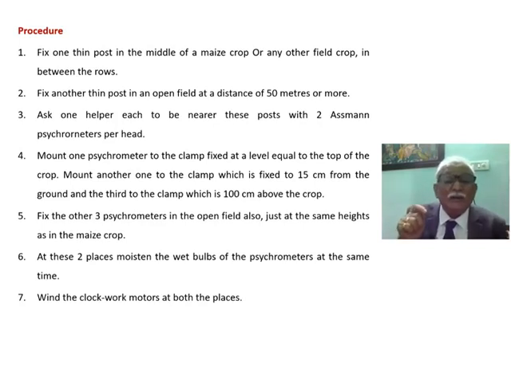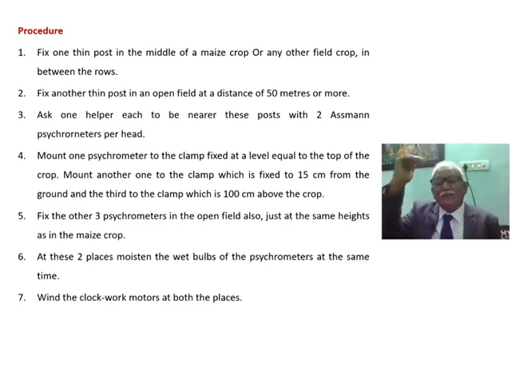So mount one psychrometer to the clamp fixed at a level equal to the top of the crop, about 10 centimeters above the ground. Mount another one to the clamp fixed at 15 centimeters from the ground. The third clamp is 100 centimeters above the ground, to measure humidity 100 centimeters above the ground, just 15 centimeters into the crop, and just 10 centimeters from the ground.